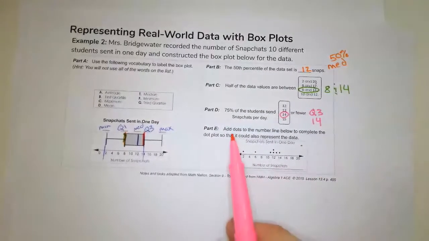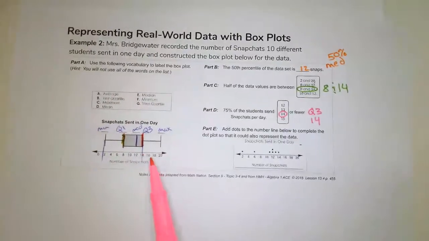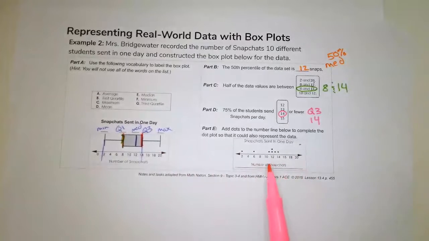One final thing, add dots to the number line to complete the dot plot. So we have a box plot here, and it wants us to translate it into what we did in our last lesson, which is a box plot. Sorry, a dot plot.